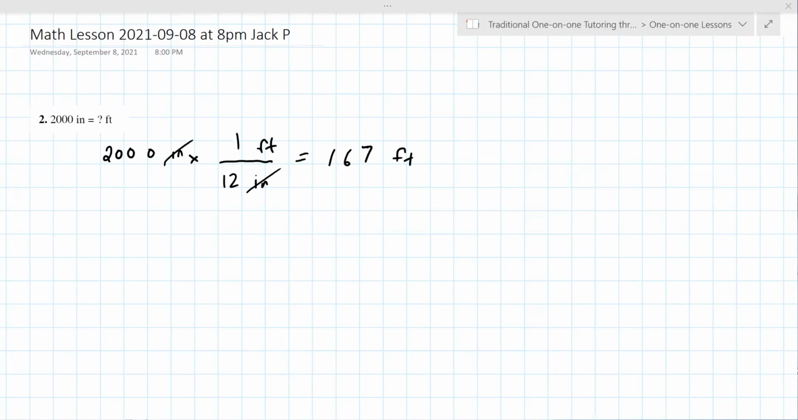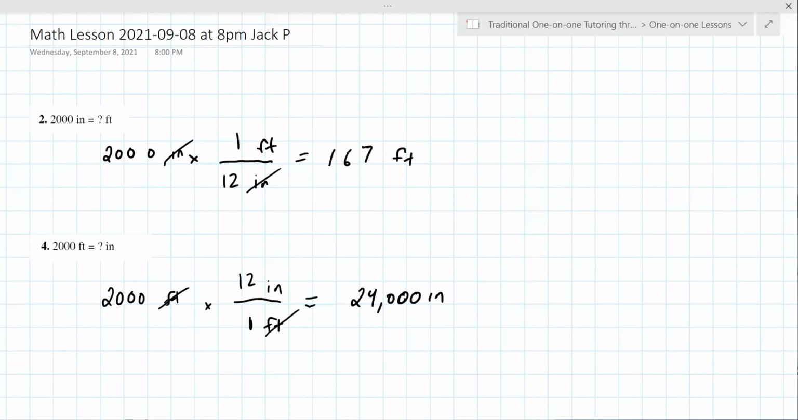So 4 is 2,000 feet in inches. You start with the quantity that you're given, 2,000 feet times, and then you put feet on the bottom, inches on the top. So it's still 12 inches in 1 foot. Those cancel, so you multiply and you get 24,000 inches. If you know the conversion, it's pretty straightforward here.